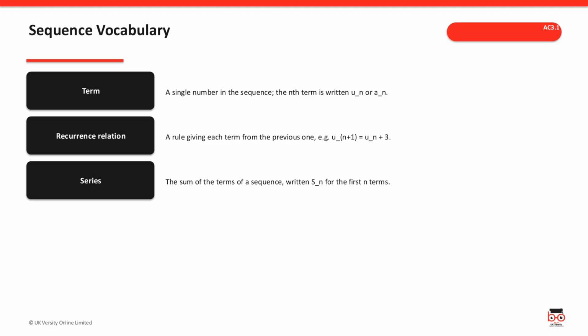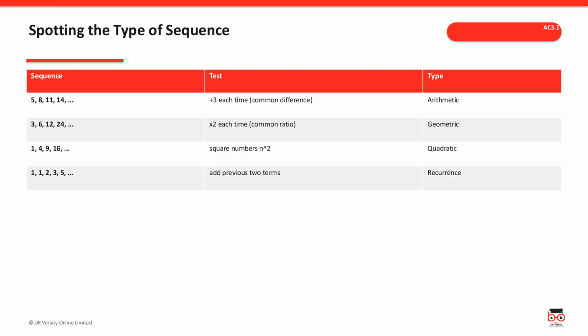A term is a single number in the sequence, and the nth term is written u sub n. A recurrence relation is a rule that builds each term from the one before, like u sub n plus 1 equals u sub n plus 3. And a series is the sum of the terms, written S sub n for the total of the first n of them. Learning to read a sequence at a glance is half the battle.